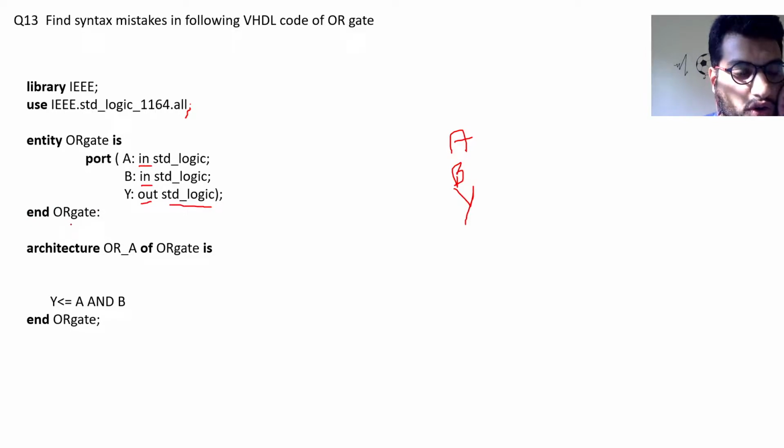Here we have this end OR gate. So if you can see here, again I have made a mistake. It should be a semicolon, not a colon, right? And this name should be the same, which is the same.